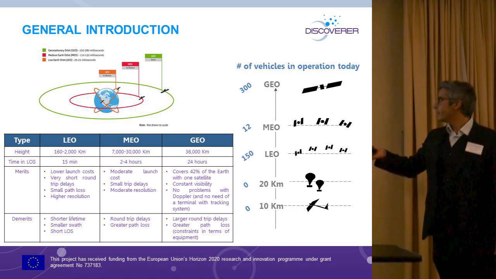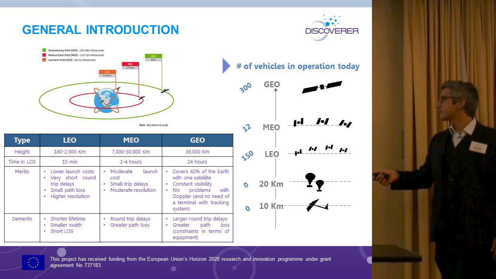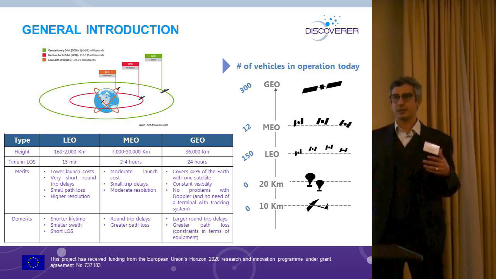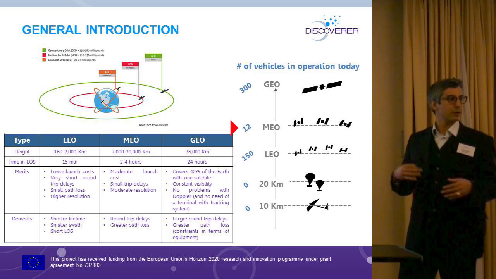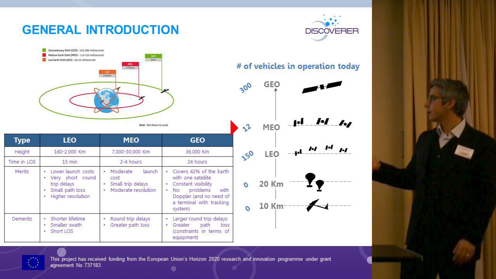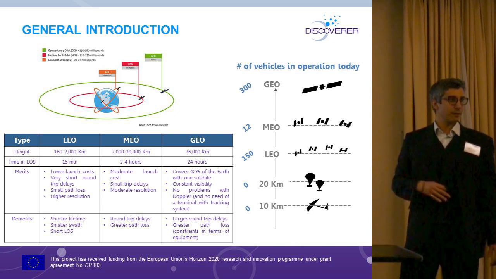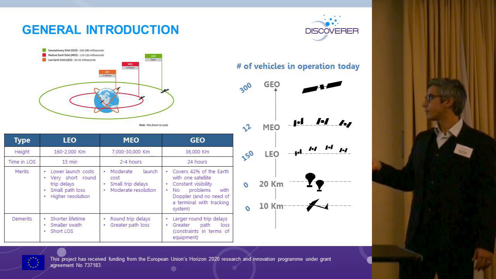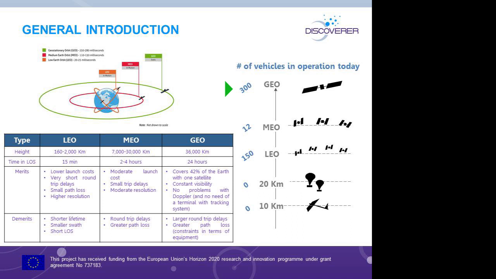So once we have a view into these different orbits, this is just an overview on the number of satellites. In MEO, for instance, we put 12 because we don't take into account the GNSS constellations. In these numbers of satellites, we don't consider satellites under 50 kilograms. We have around 150 satellites in LEO and more than 300 in GEO.